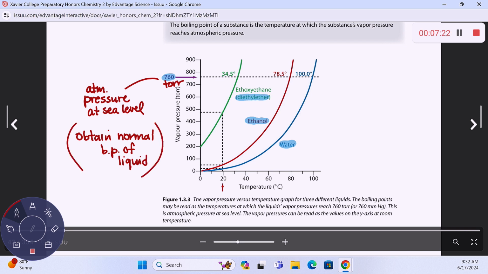So you would follow this dashed line across and you would see wherever it intersects with these different curves. Okay, so here we've got 34.5 degrees C, 78.5 degrees C, and 100 degrees C. So those are all the normal boiling points of those liquids.